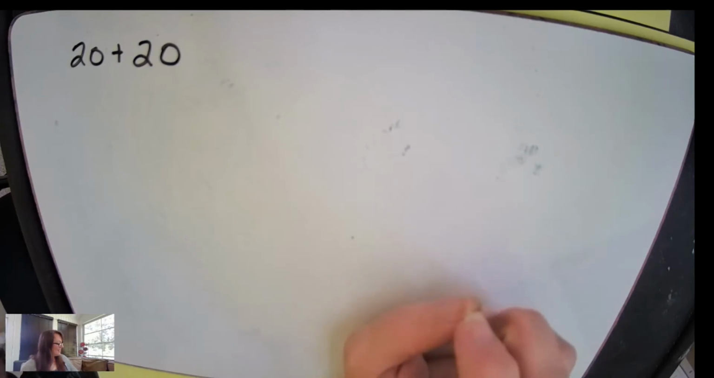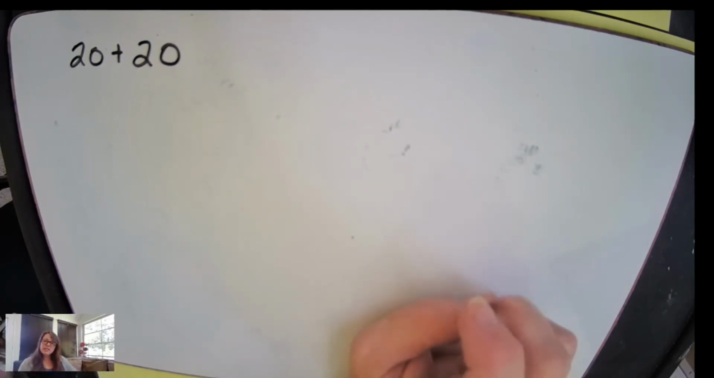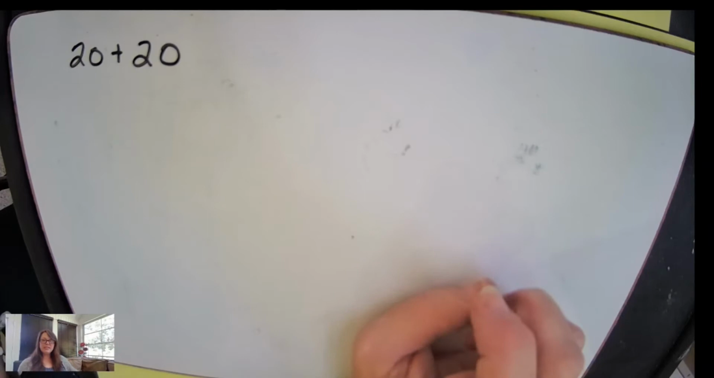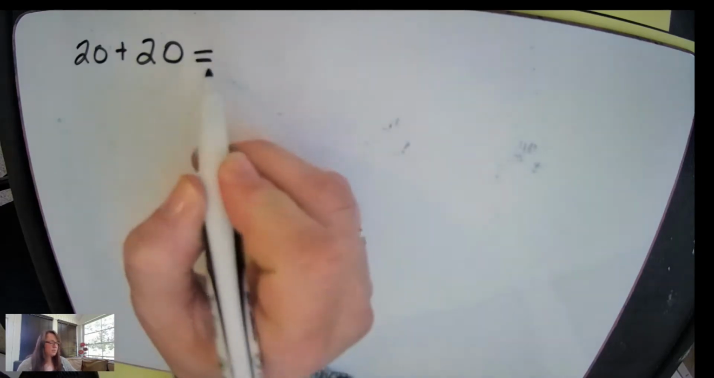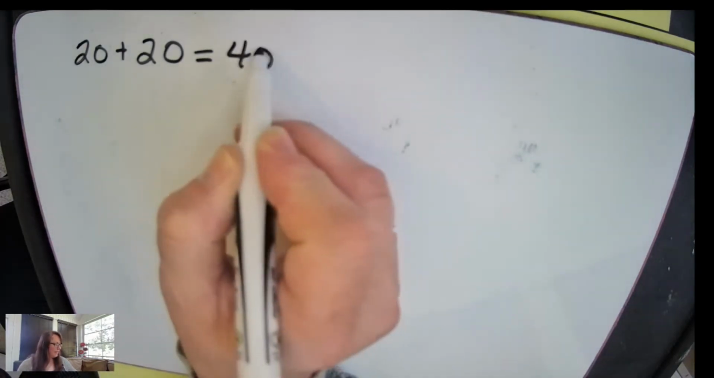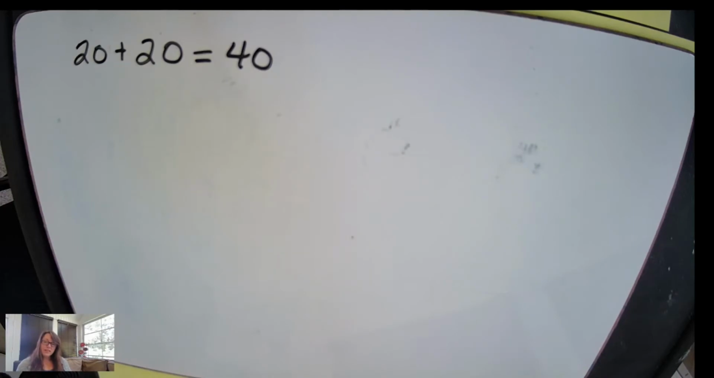All right. Sarah, tell us what you think the answer is to 20 plus 20. Sarah says that she thinks the answer to 20 plus 20 is 40. Do we agree or disagree with Sarah's answer? I see that everybody agrees that 20 plus 20 is 40. Sarah, tell us about how you thought about this problem.